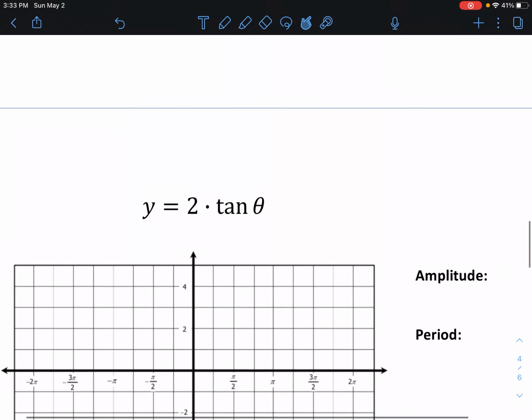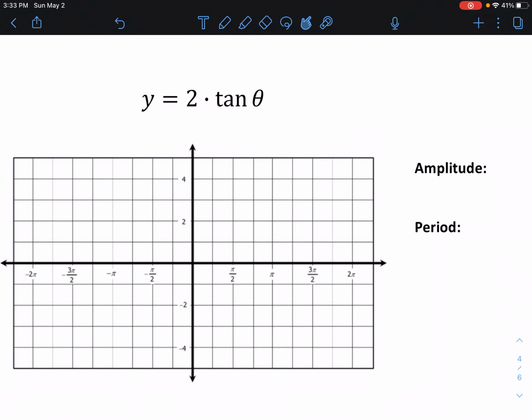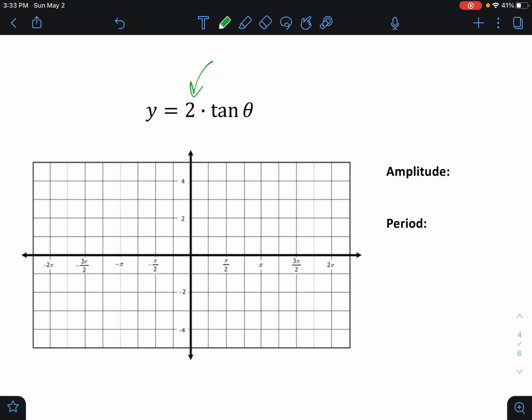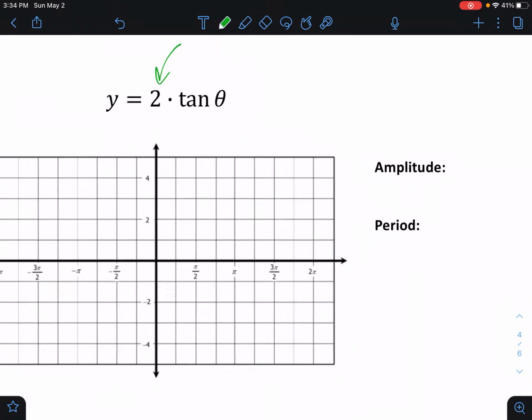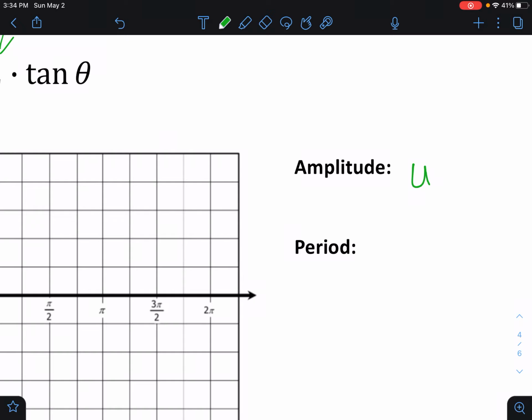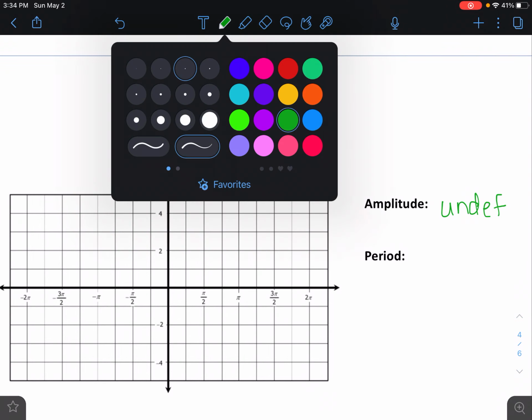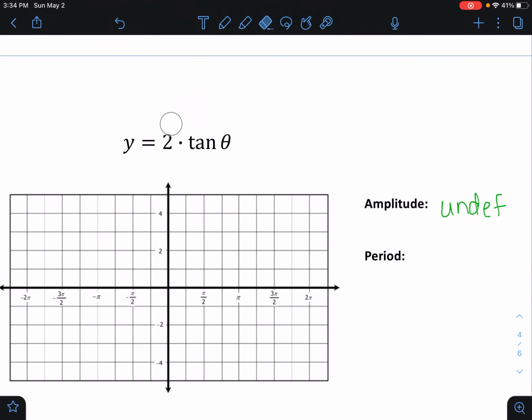Okay. So here, let's take a look. Now notice the amplitude has changed. Well, the A has changed, but the amplitude hasn't. It's still going to be undefined, but that 2 will still have an impact on my graph, and you'll see what I mean here in a second. The period hasn't changed. We don't have a B here, so we're good. That means my period is still going to be pi, okay?